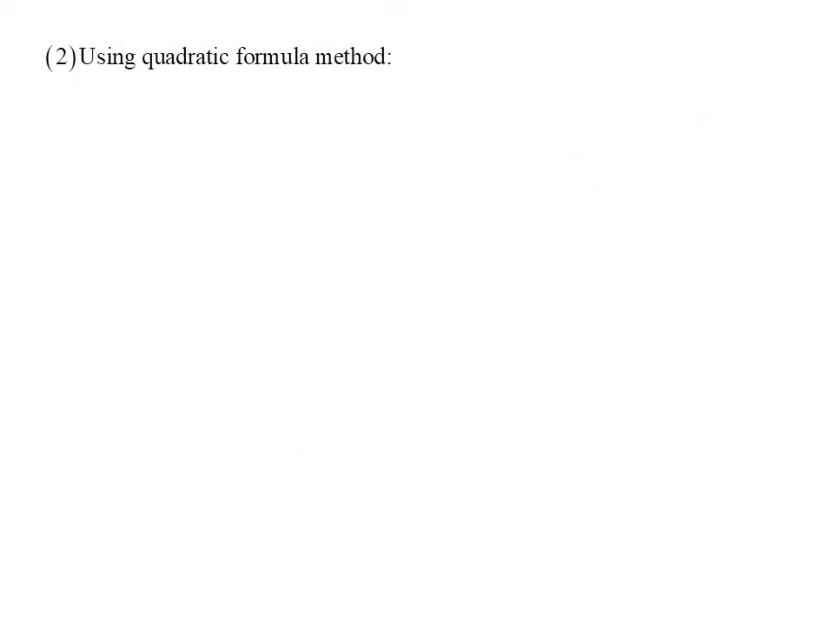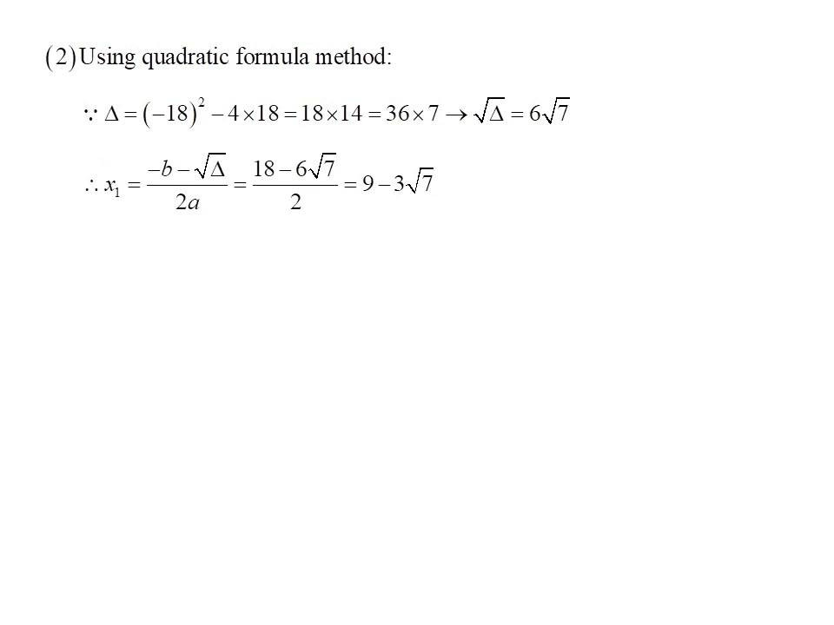As for the approach of using the quadratic formula method, the first step is to calculate and check its discriminant, which is 36 times 7. Hence, the quadratic formula is applied to obtain the answer. Finally, we have values of x1 and x2. They are equal to 9 plus or minus 3 times square root 7.